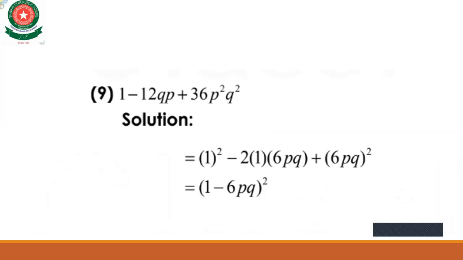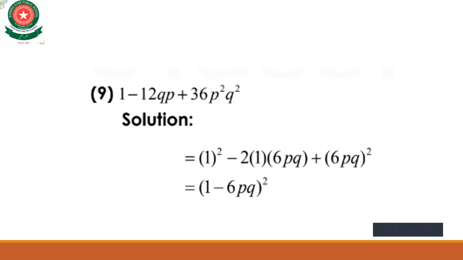Our last question of this unit is 1 minus 12qp plus 36p square q square. This is the same as the previous question. You can see that our first and last term is a complete square. By changing this equation into the square formula, you can write 1 as 1 square and 36 p square q square as 6pq whole square. Here the value of a is 1 and value of b is 6pq.